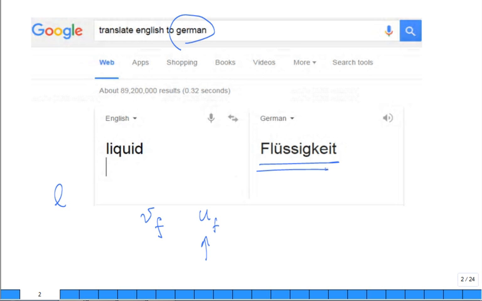So there's their meaning. And G, like V sub G and U sub G, that's for gas, and that means like a vapor in English. So gas is a word in German as well, GAS, and it means just like it means in English.